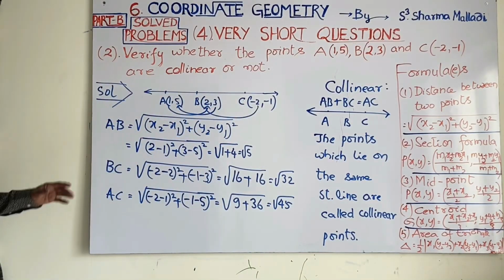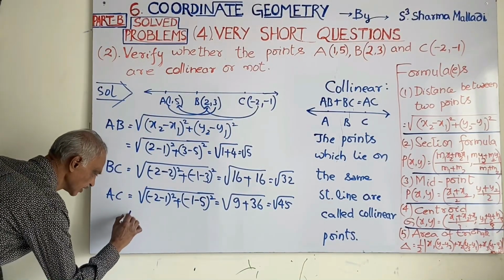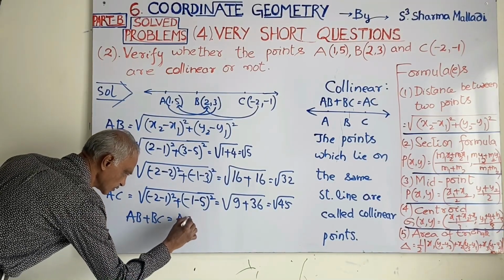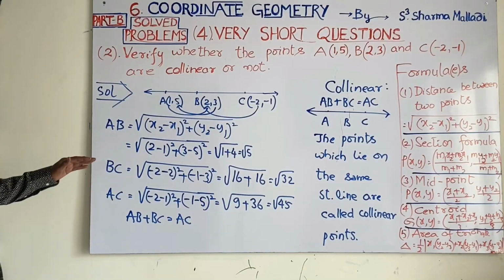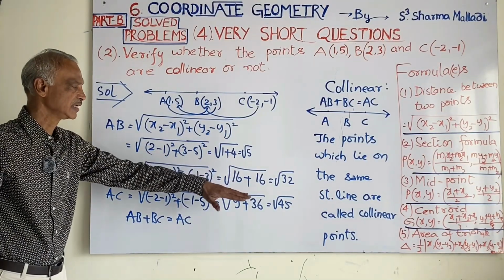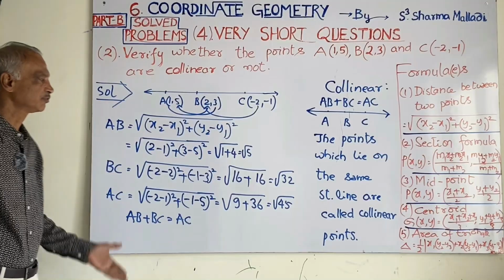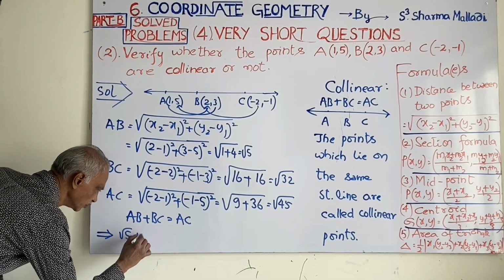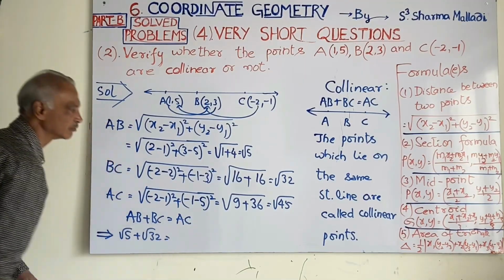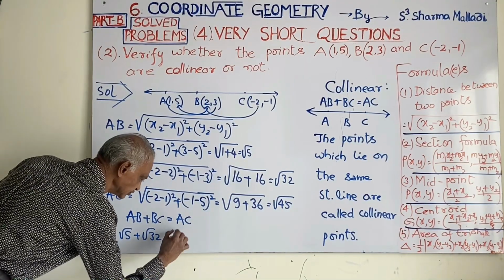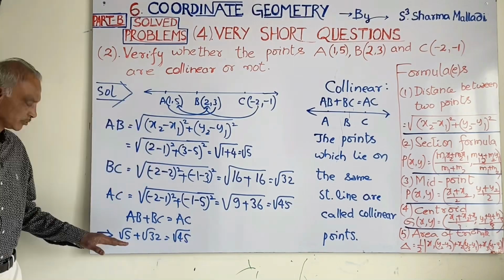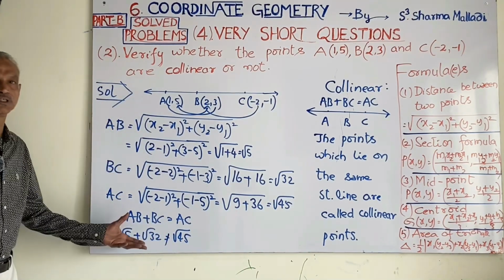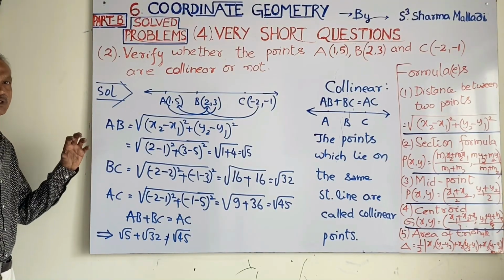We have to show AB plus BC is equal to AC. AB is root 5, so root 5 plus root 32 must be equal to root 45. You cannot add these two. Root 5 plus root 32 is not equal to root 45. These are not collinear points.